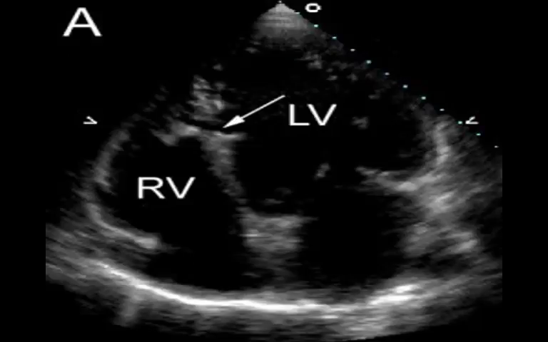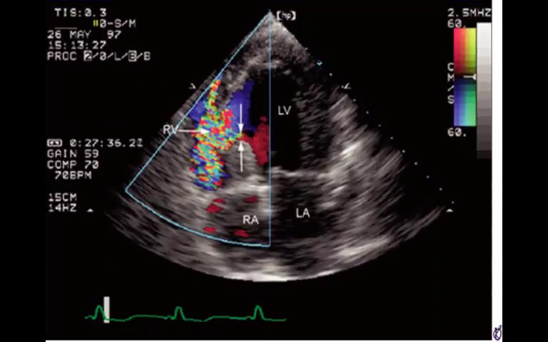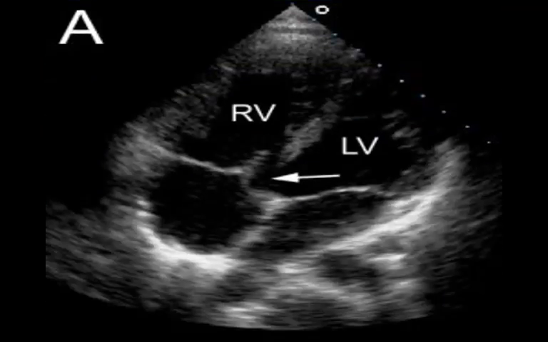Here are examples of muscular VSD: an echocardiograph apical four-chamber view showing a muscular defect in the mid-septum. The next example is another muscular defect in the mid-septum, a big muscular defect. And here is color flow mapping showing turbulent flow from the left ventricle to the right ventricle across the muscular defect in the mid-septum. And the most rare type is the inlet VSD below the tricuspid valve.